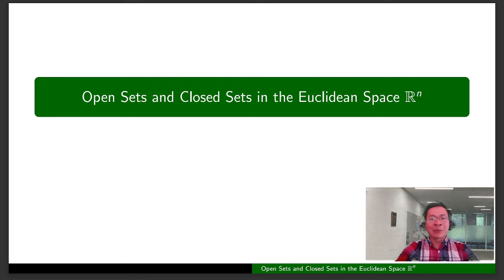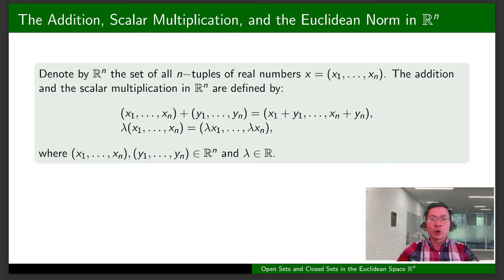In this video, I'm going to talk about open sets and closed sets in the Euclidean space Rn. Let me start with the definition of addition, scalar multiplication, and the Euclidean norm in Rn. We denote by Rn the set of all n-tuples of real numbers.